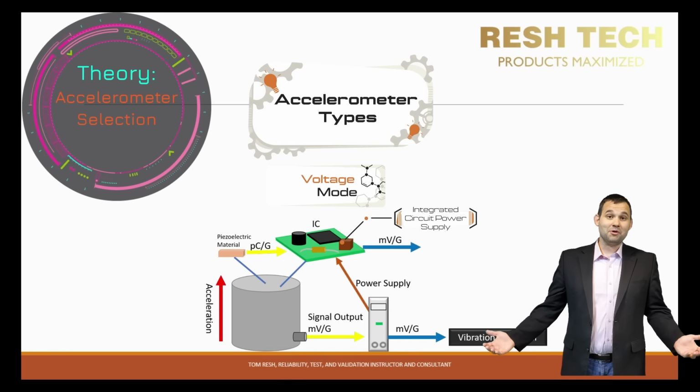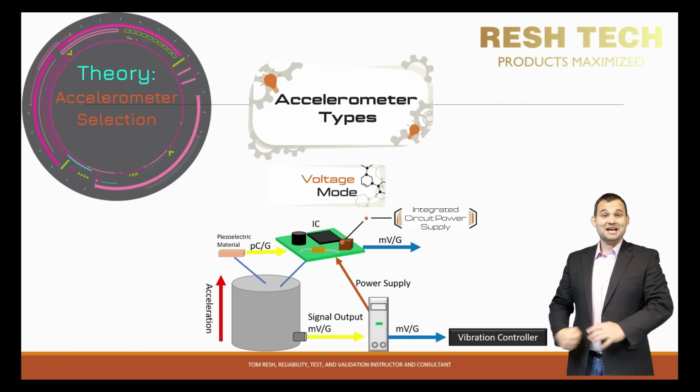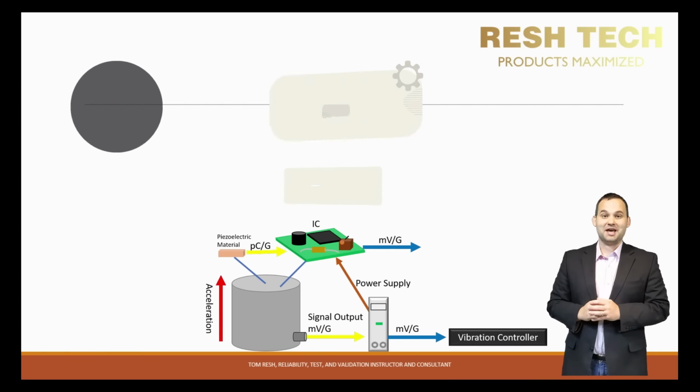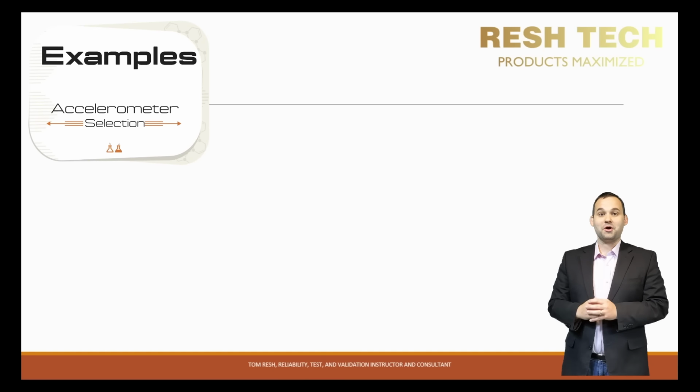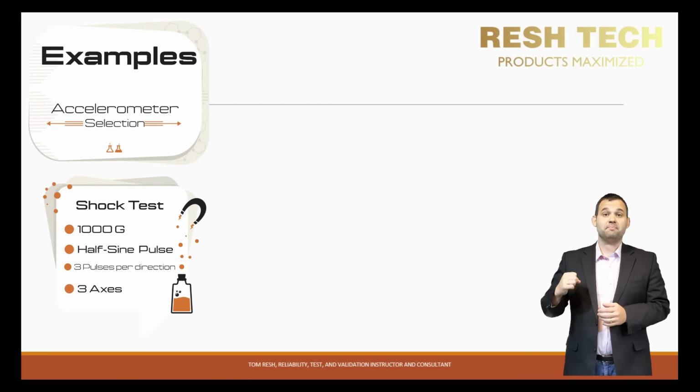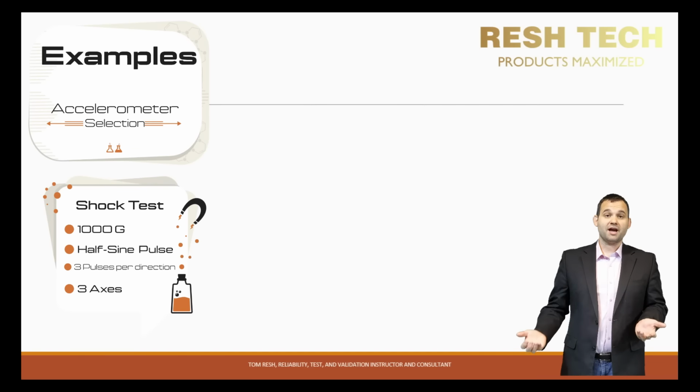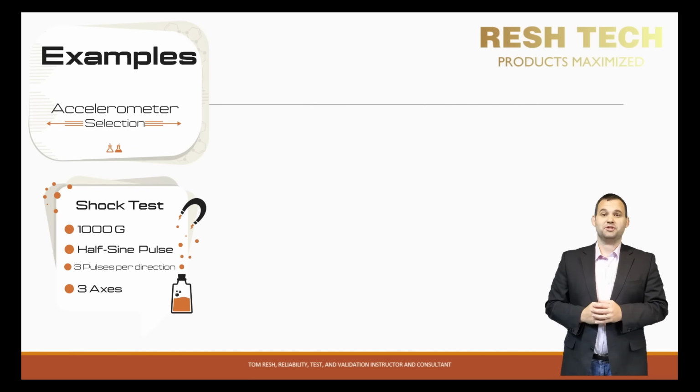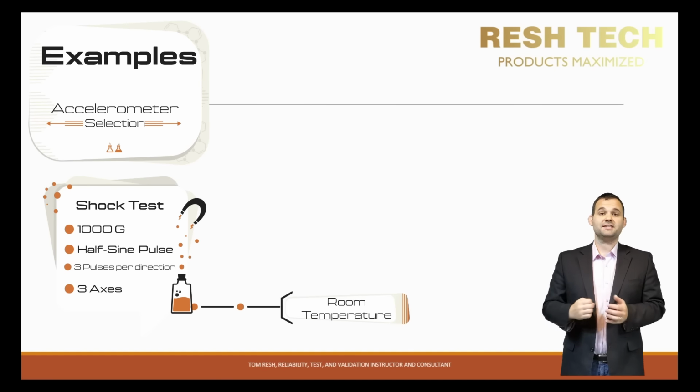Alright, ladies and gentlemen, boys and girls, I think you know what time it is. Yes, it's time to do some examples. For the first example, we're going to go ahead and do my favorite thing, try to break stuff. And we're going to start off with a 1000 G half sine shock pulse. We're going to do that 3 times in the positive and negative direction, and for X, Y, and Z axes, just for good measure. We will perform this test at room temperature conditions in the test lab.